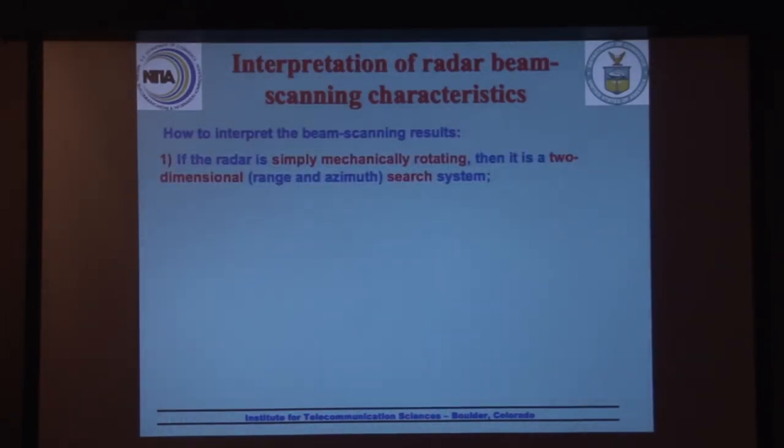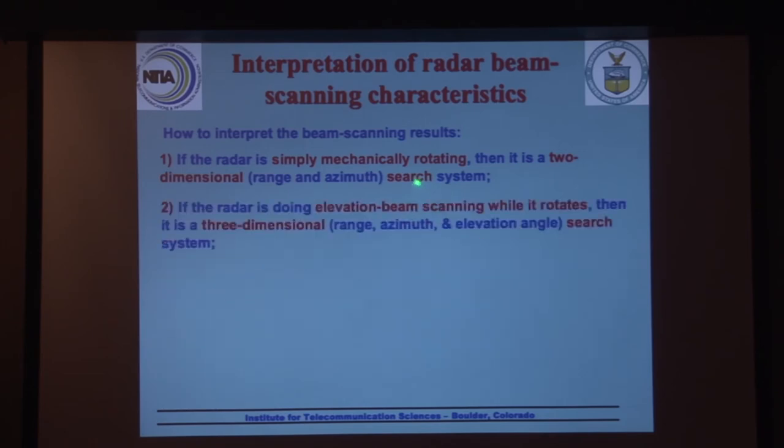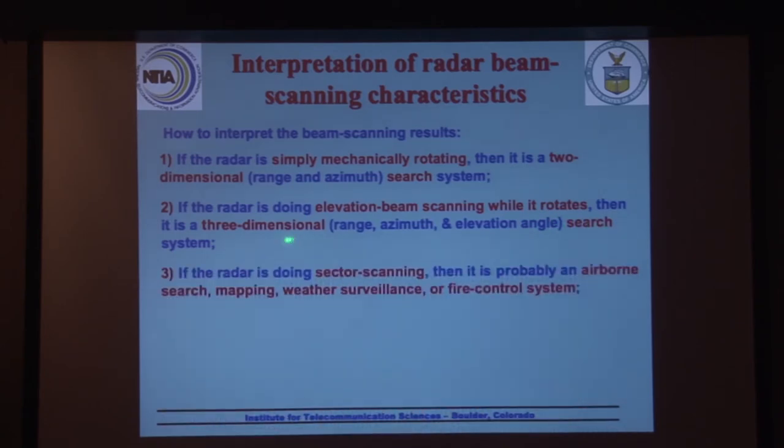So I talk here about how to interpret it, and I've already said it really in words. Simple mechanical rotation means you're getting a simple air search radar, two-dimensional. Elevation beam scanning means three-dimensional radar, range, azimuth, and elevation information, but still just doing searching. Sector scanning is probably going to be an airborne radar, could be doing search, could be doing mapping, could be doing weather surveillance, could be a fire control system, could be a combination of all the above in a multi-mode.